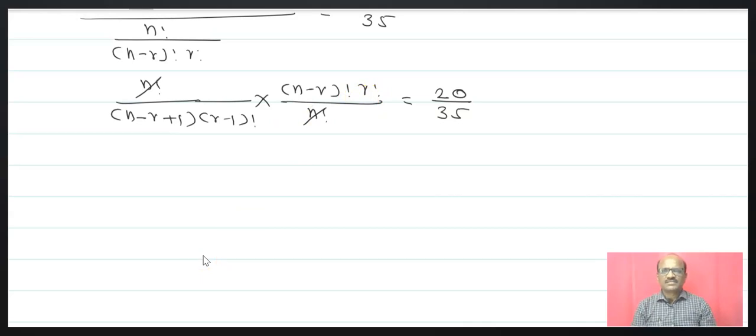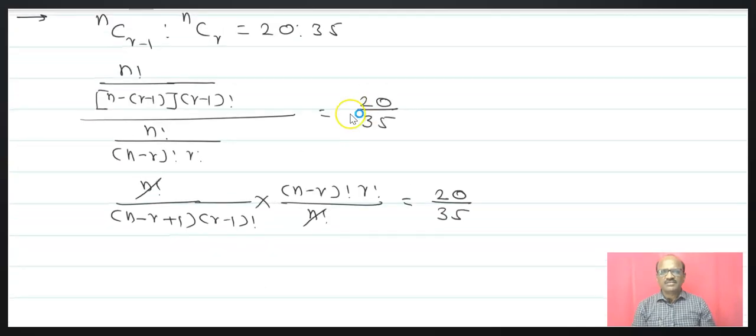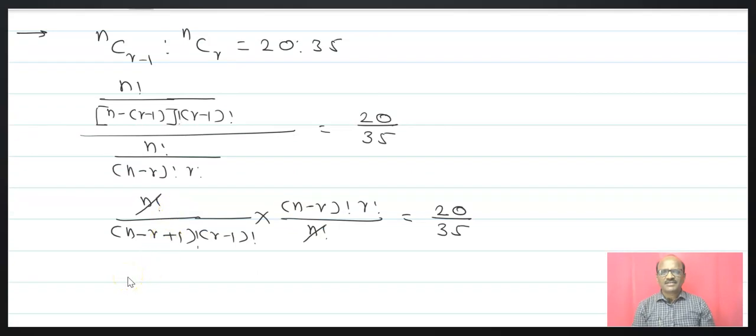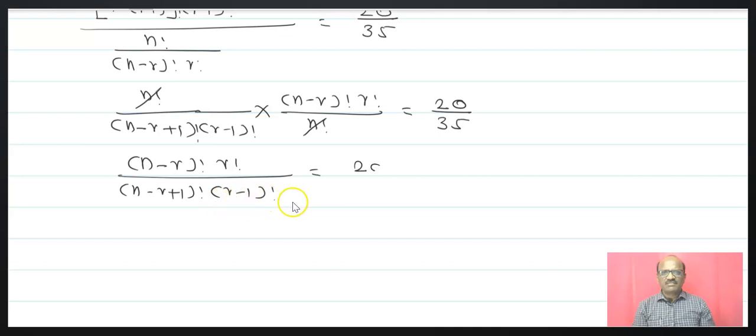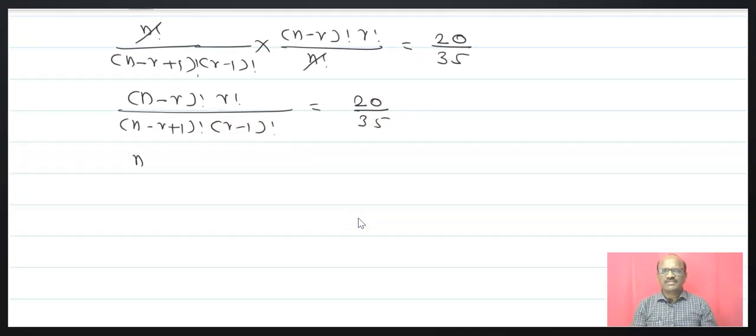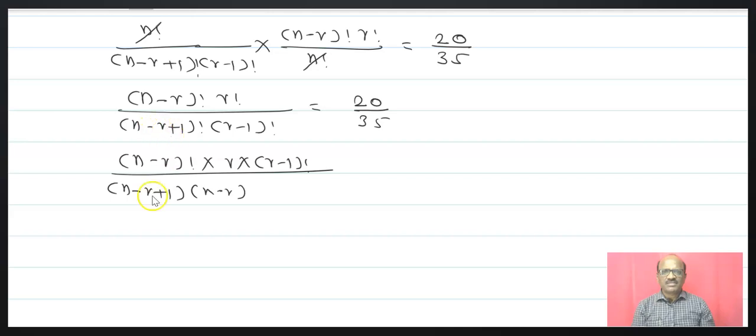Now the next is r factorial upon (r minus 1) factorial. These two terms will also reduce: r factorial as r into (r minus 1) factorial. That is (n minus r) factorial into r factorial upon (n minus r plus 1) (n minus r) factorial is equal to 20 upon 35. Next, (n minus r) factorial into (r minus 1) factorial, and what about this? n minus r plus 1, and next will be n minus r plus 1 minus 1. Now this plus 1 minus 1 gets cancelled. You will get (n minus r) factorial.